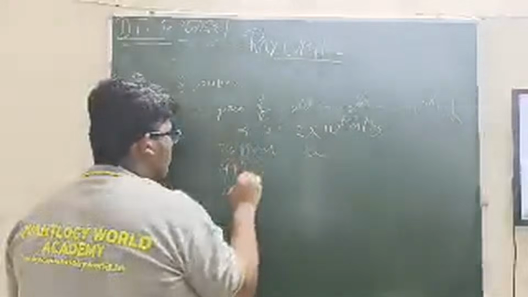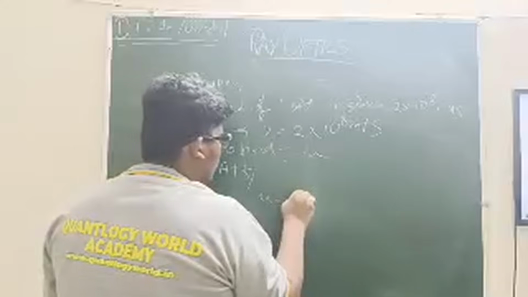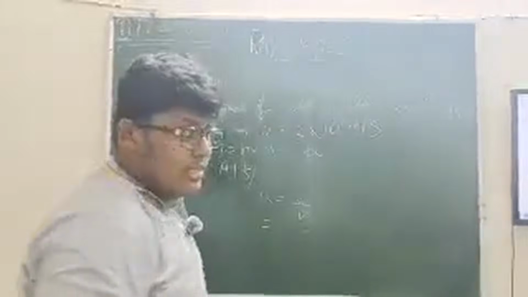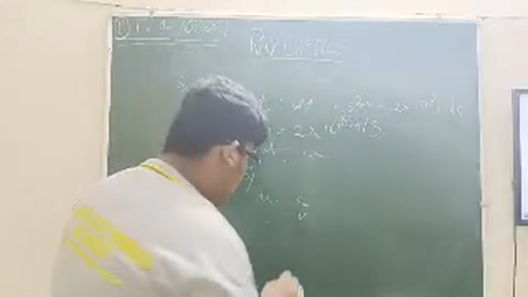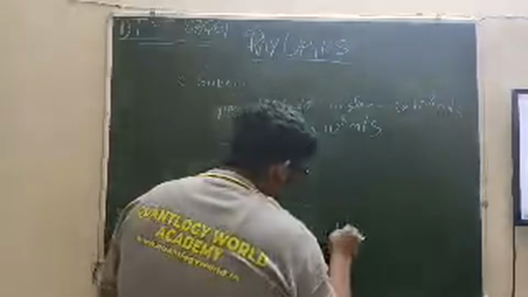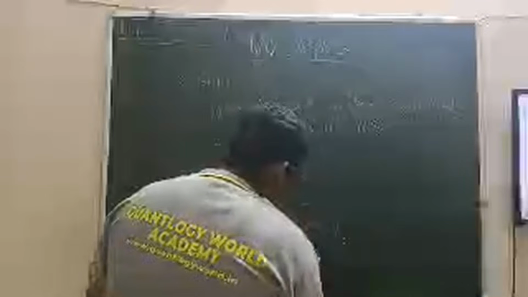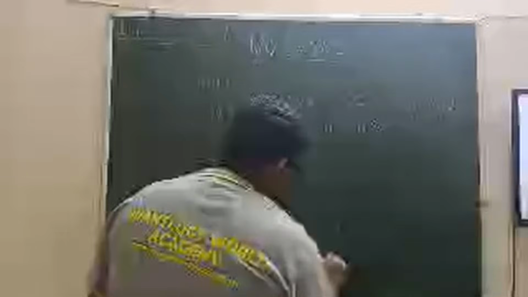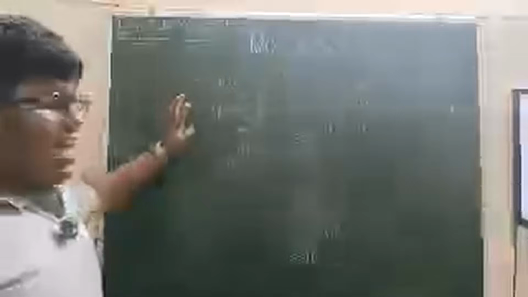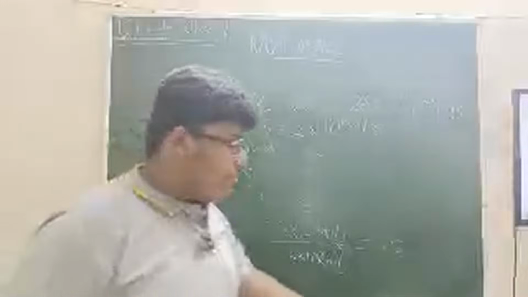According to the formula, mu equal to C by V, where the value of C is 3 into 10 to the power 8 meter per second, divided by 2 into 10 to the power 8 meter per second. This will be cancelled. The result will be 1.5. So the refractive index of glass is 1.5.